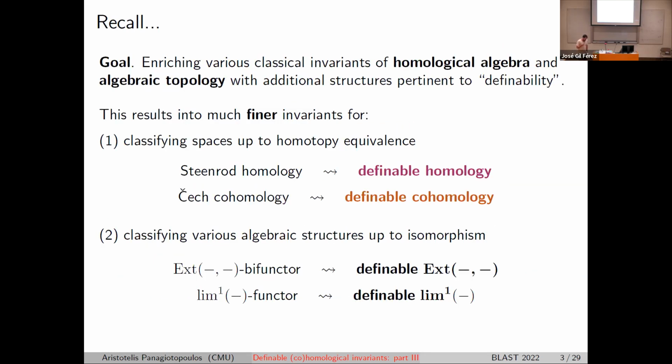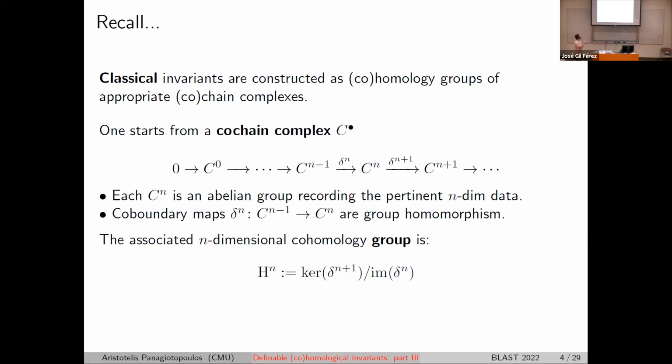Right, so the whole idea behind this project is to take various invariants, classical invariants from either algebraic topology or homological algebra, refine them, add some additional structure, which I explained more or less what the structure is, and turn them into their definable versions. And how do we do that? Well, when we're talking about classical invariants, all the invariants on the left-hand side in the previous slide are constructed either as homology groups of chain complexes or as cohomology groups of cochain complexes.